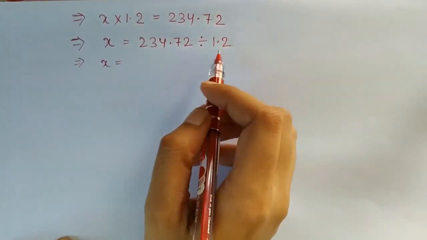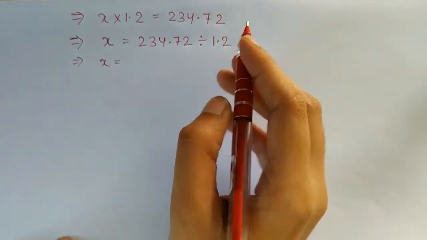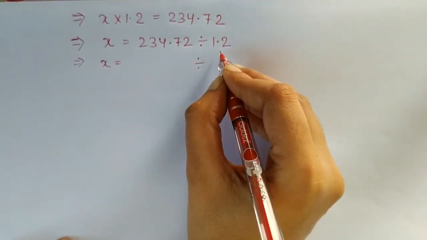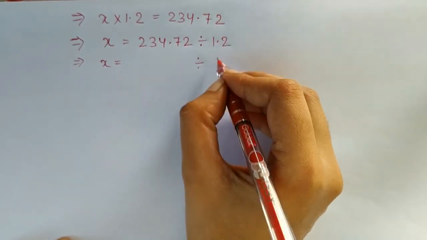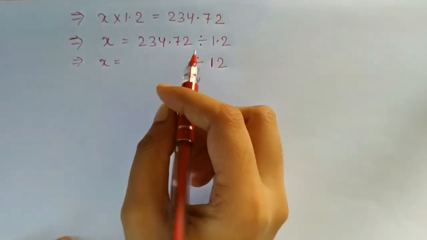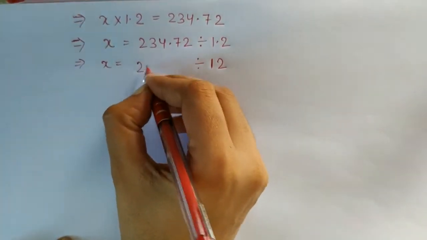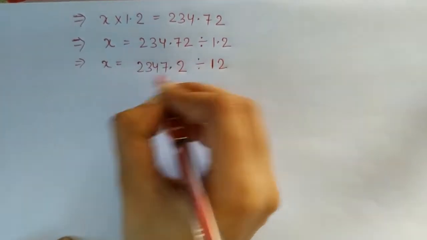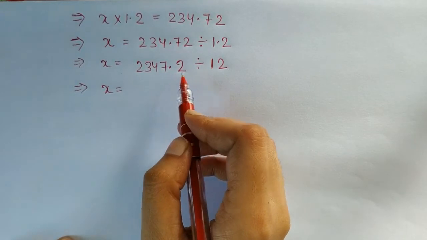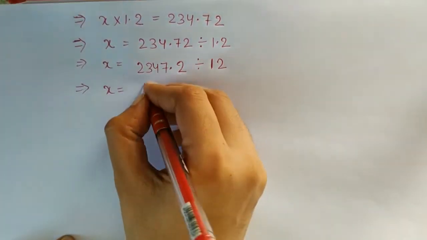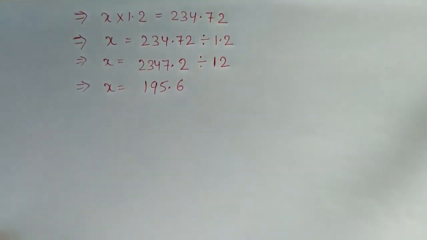Now you all know how to divide. This is the divisor, and we have to change it into an integer. So if we change 1.2 to an integer, we have to shift this decimal one place to the right side. So we will get 12. And if we shift the decimal one place to the right side here also, we will get 2347.2. And when we divide this 2347.2 by 12, we will get the answer 195.6. So the value of x is 195.6.